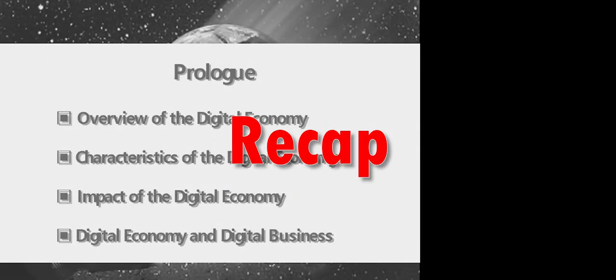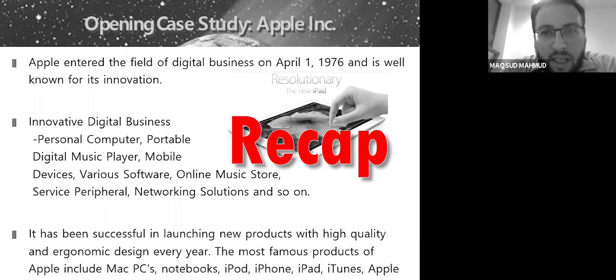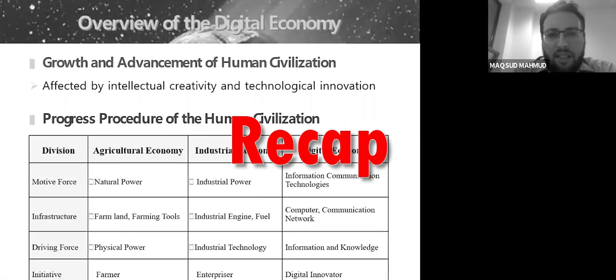We will have an overview of the digital economy, what the digital economy basically is. There is one case study about Apple, and in the end there is a case study about Dell. Okay, this is a very good table to tell you about the differences between the agriculture economy, the industrial economy, and the digital economy.